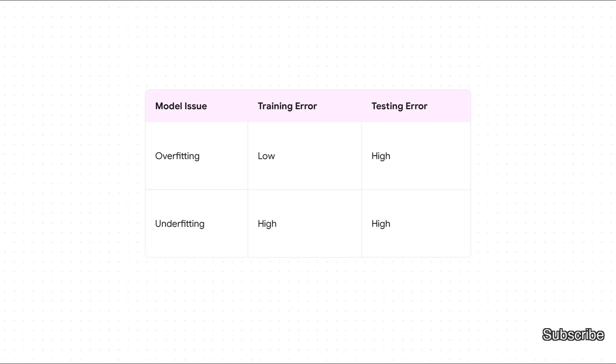So how do you diagnose which problem you have? Well, this little table is your cheat sheet. If your model gets a really low error on the training data, it aces the practice test, but has a high error on new data, it bombs the final, that's a classic case of overfitting. If it has a high error on both, well, then it's underfitting. It never learned the material in the first place.